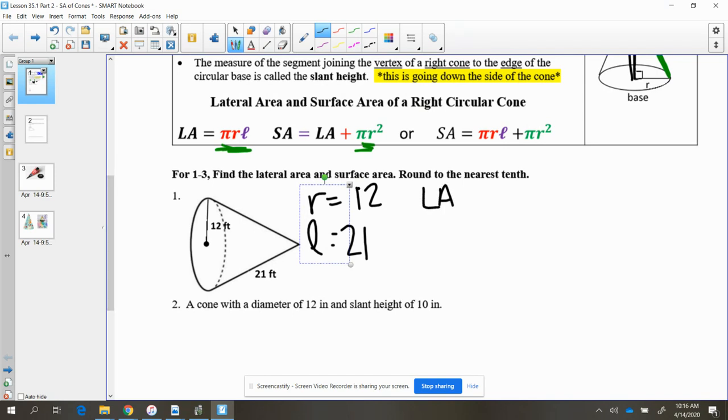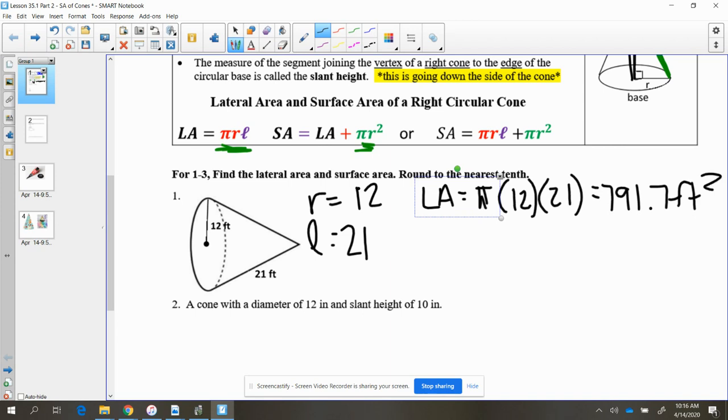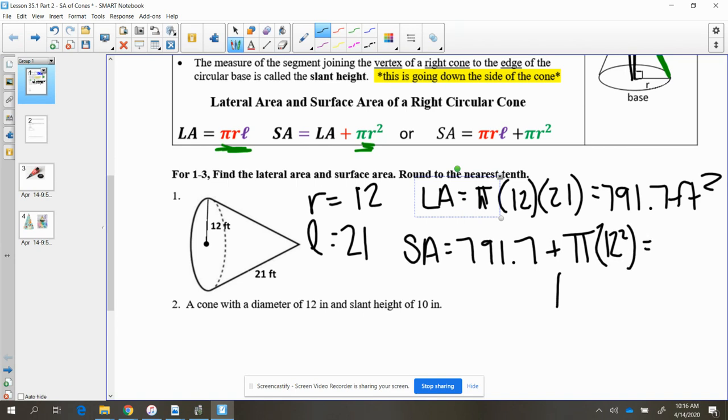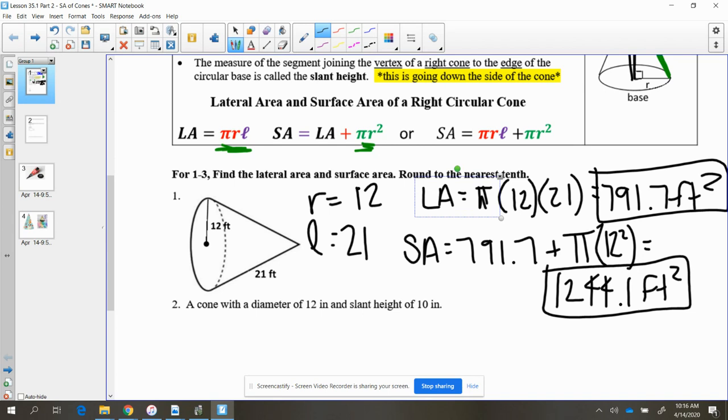And the lateral area then is going to be pi times that radius value times the slant height. So pi times 12 times 21 is approximately 791.7 square feet. Now the total surface area then is going to take that 791.7 and add to it the area of the base, which again is a circle, pi r squared, for a total surface area of 1,244.1 square feet. So these are your two answers, lateral area, total surface area.